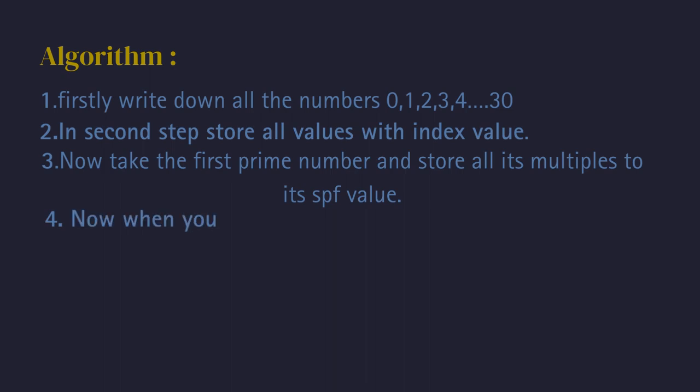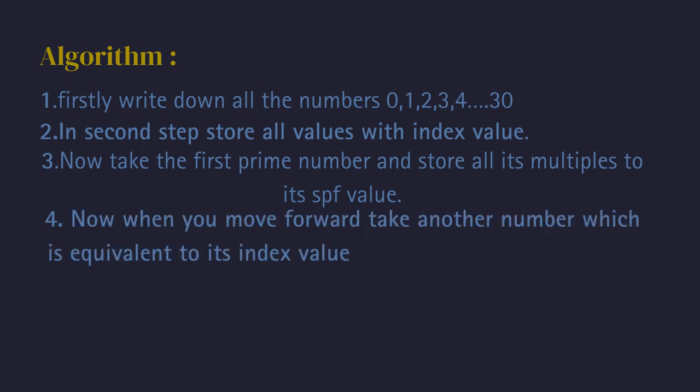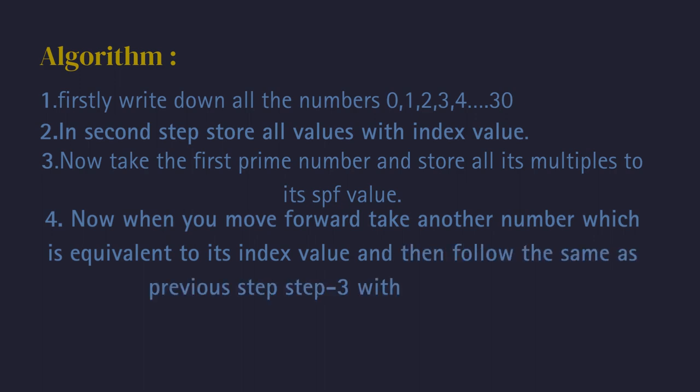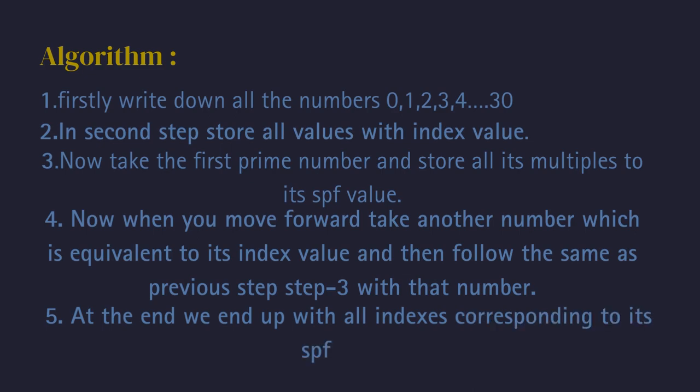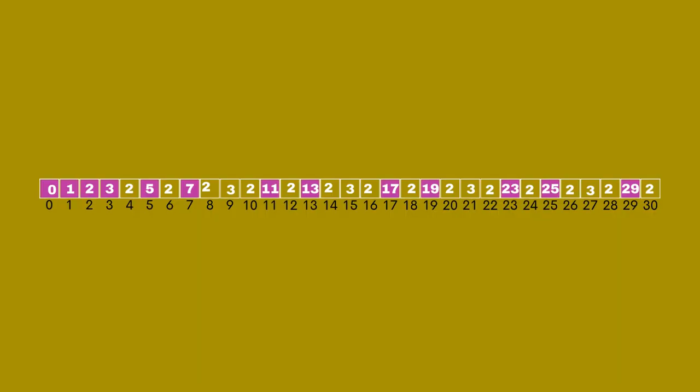Now when you move forward, take another number whose value is equal to its index value. Then follow the same as the previous step 3 with that number. The next number is 3. Now store all its multiples as 3. Multiples of 3 are 6, 9, 12, 15, 18, 21, 24, 27 and 30. Now the next index number is 4. But the value at the index is not 4 because its SPF value is already stored. So skip this. The next number is 5. So store all multiples of 5 as SPF 5. The next index is 7, the value at the index is 7, so now store all its multiples as SPF 7. We repeat this process till 30, and at the end we end up with all indexes holding their SPF values. Now our sieve is ready with its SPF values.